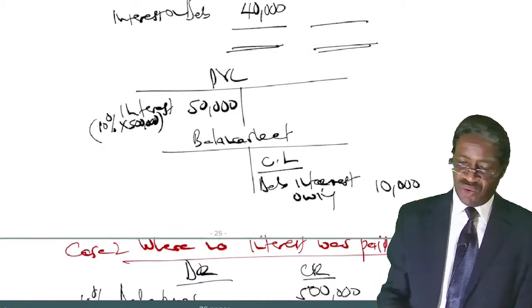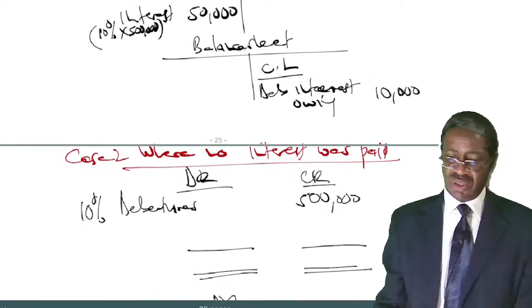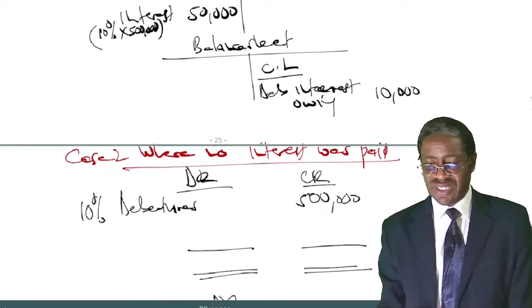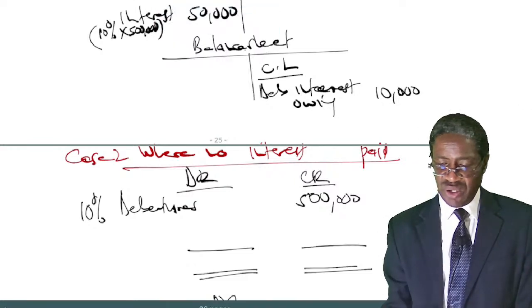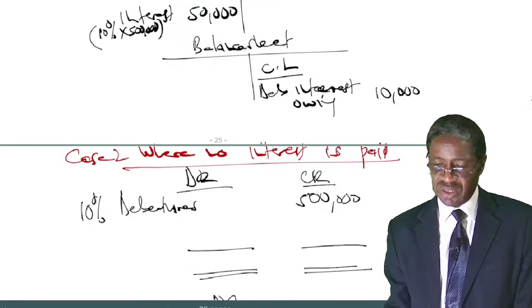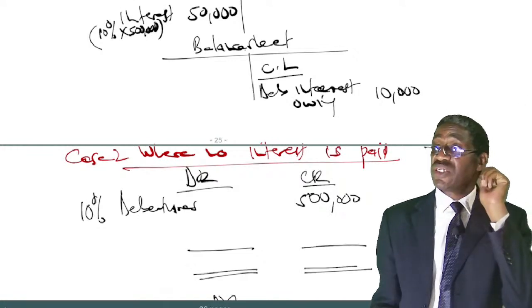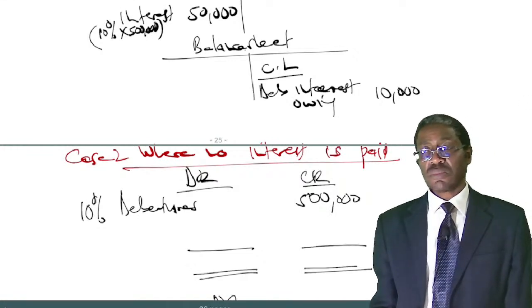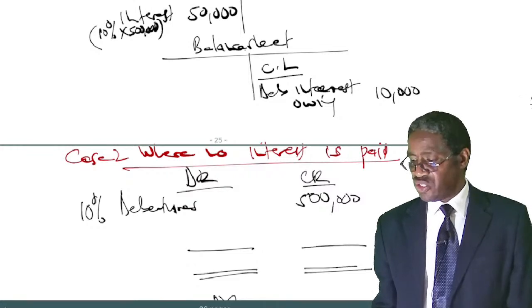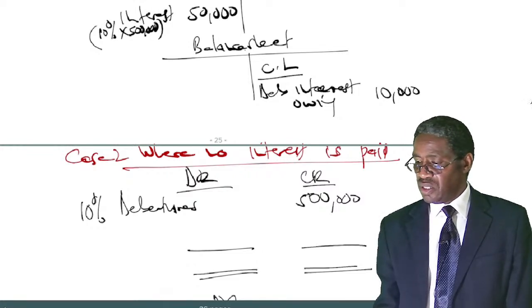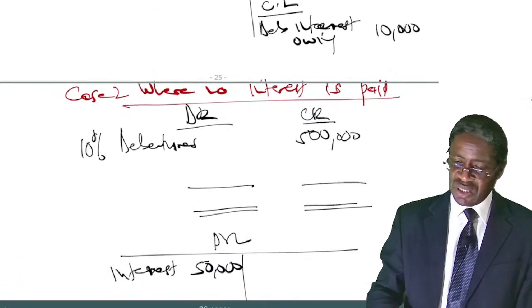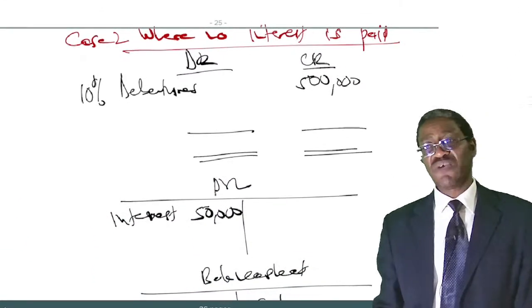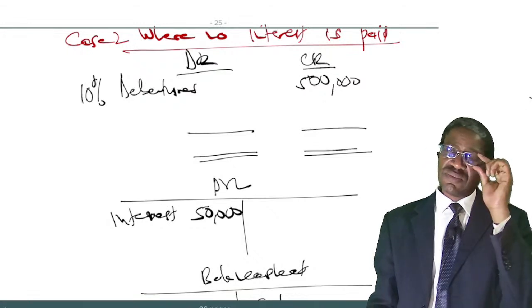So finish. If you are through, we want to go to case 2 now. For those who are through, write case 2, where no interest is paid. Then you can show again as if you are preparing that trial balance.